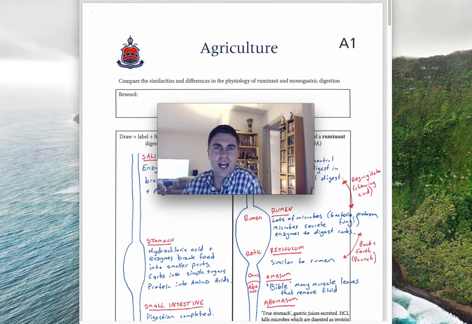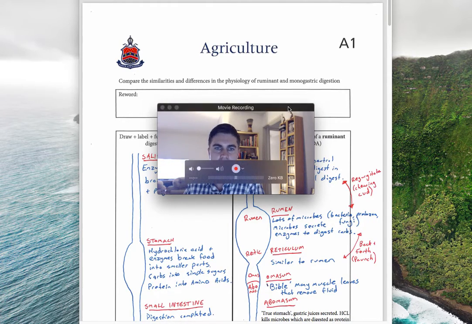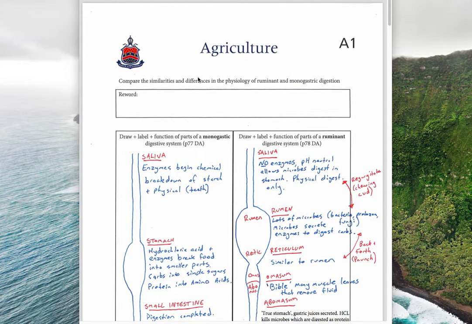Welcome to dot point A1, and today we're going to look at comparing the similarities and differences in the physiology of ruminant and monogastric digestion. So what we need to look at here is showing the physiology. Physiology just means function. So if you can write off here the function of the ruminant and monogastric digestion system, we need to know the difference between how they function.